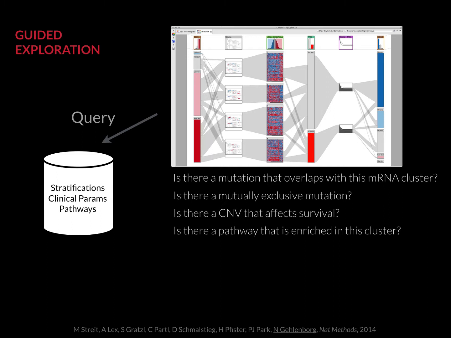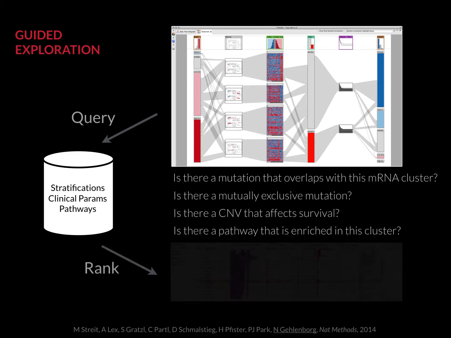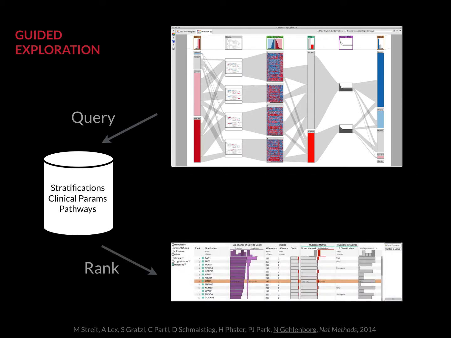Or we can ask, is there a pathway that's somehow enriched in a cluster? So gene expression based enrichment. And then we want to rank all of our stratifications or other things we're asking for. We can rank pathways and stratifications. We want to essentially rank them, visualize the ranking, and then pick out those things that look good. And then we can just put them into the visualization.